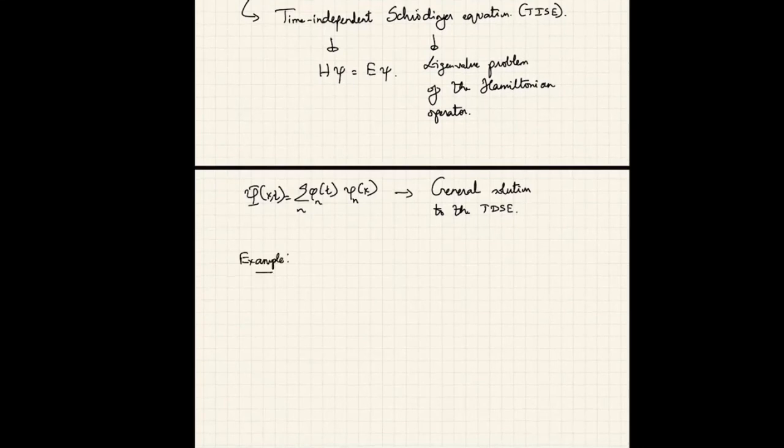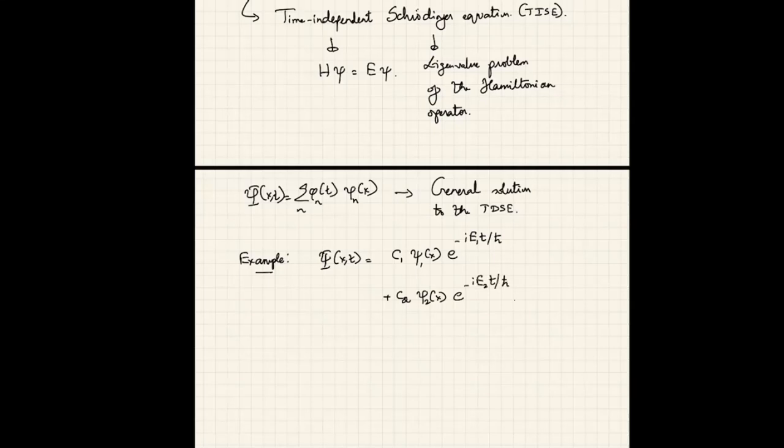Okay, let's imagine that there is a quantum system with two states, psi1 and psi2, corresponding to energies E1 and E2. So the general solution is a linear combination of the specific solutions. The specific solutions are some C1 psi1 of x, e to the minus iE1t over h bar, plus C2 psi2 of x, e to the minus iE2t over h bar.